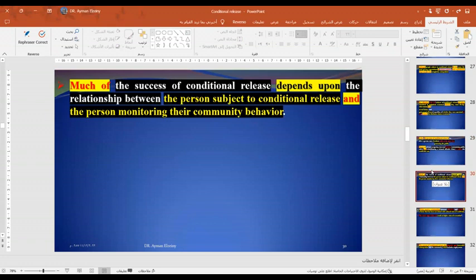Much of the success of conditional release depends on the relationship between the inmate, or the person who is the subject of conditional release, and the person monitoring their community behavior.